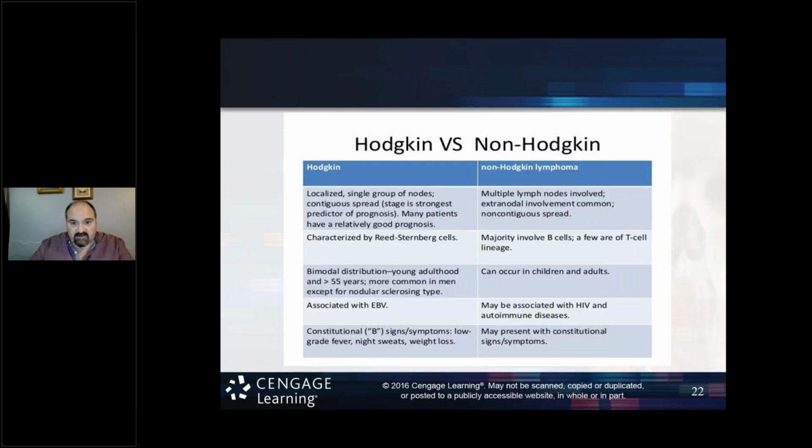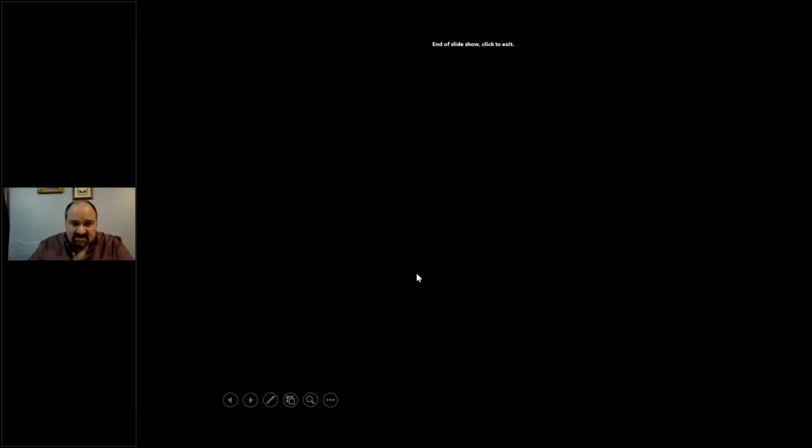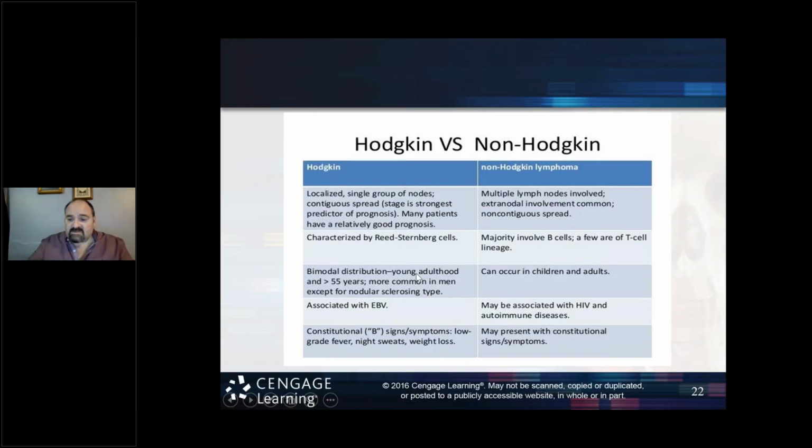And let's see here. So in non-Hodgkin's, it'll involve the B cells, but there are none of these Reed-Sternberg cells present, which are unique in their presentation. Okay, non-Hodgkin's, children and adults. In Hodgkin's, here you're looking at young adulthood and greater than 55. So either it's young adult or older than 55. And we'll just leave it at that. I don't need you to memorize this, but I'm just giving you some additional information.